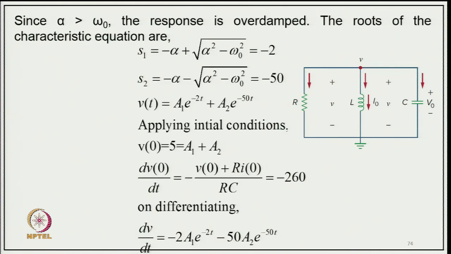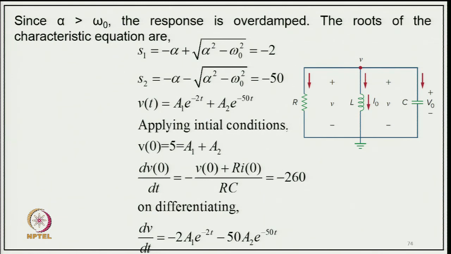Since alpha is greater than omega 0, the response is overdamped, and the roots of the characteristic equation can be calculated from s1 equal to minus alpha plus root of alpha square minus omega square, which is minus 2, and s2 equal to minus alpha minus root of alpha square minus omega square, that is minus 50. The voltage across these elements, v(t), will be A1 e to power minus 2t plus A2 e to power minus 50t, and applying the initial conditions.